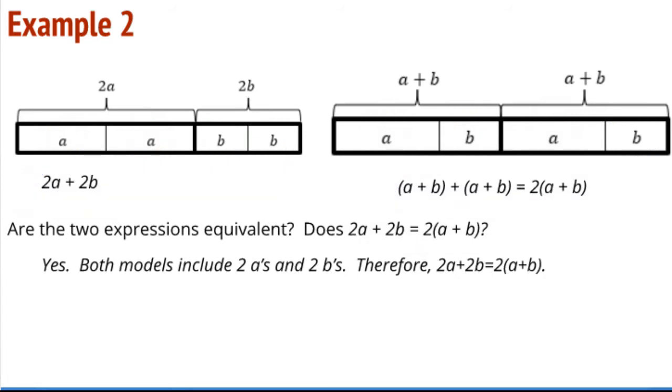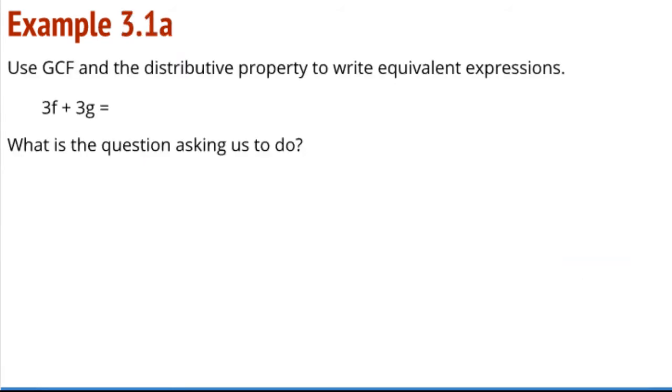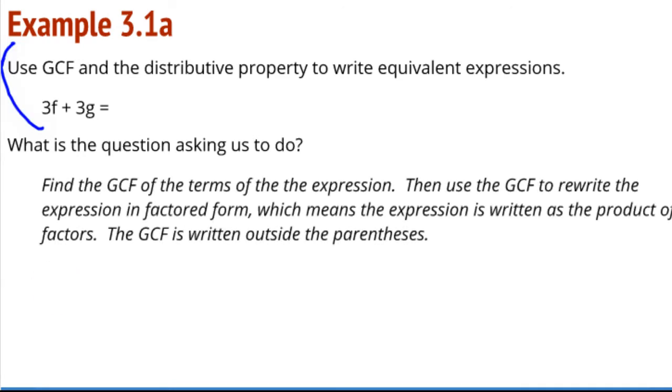All right. So we are going to use greatest common factor and the distributive property to write some equivalent expressions. So here is the question, and we probably need to do a little bit of unpacking here and say, okay, what is this question actually asking us to do? Well, the first thing they're saying is that we need to find the greatest common factor of the terms. So here, got our expression, and we want to figure out what is the greatest common factor of these terms. And then we're going to use that greatest common factor to rewrite the expression in a factored form.